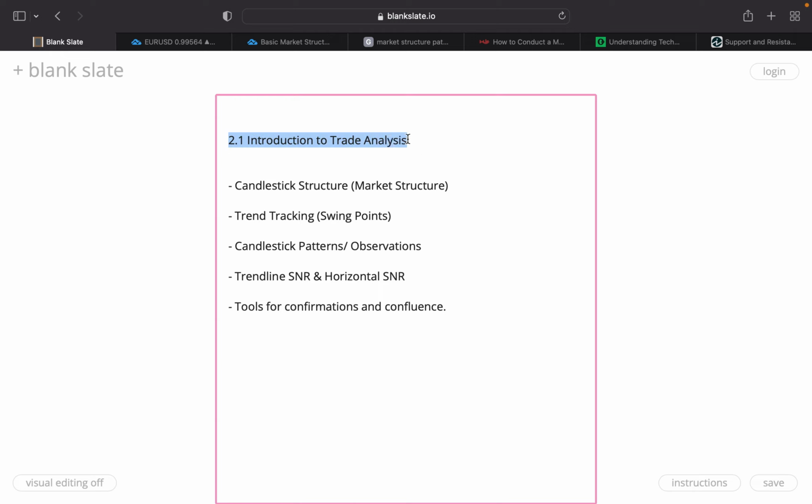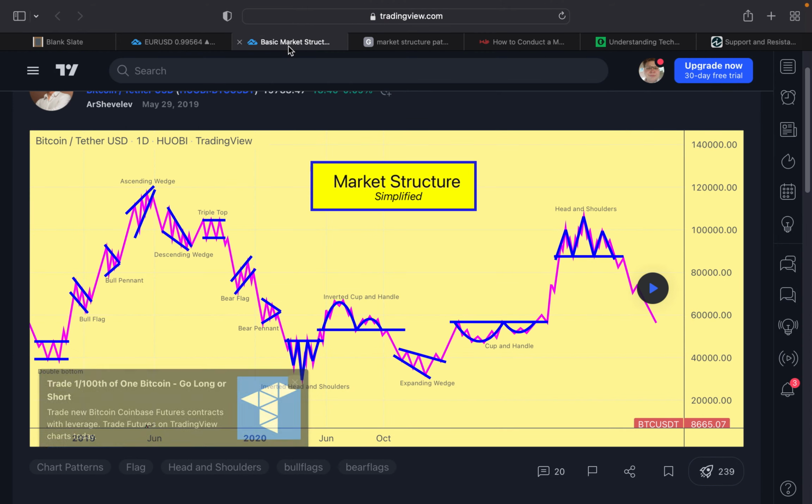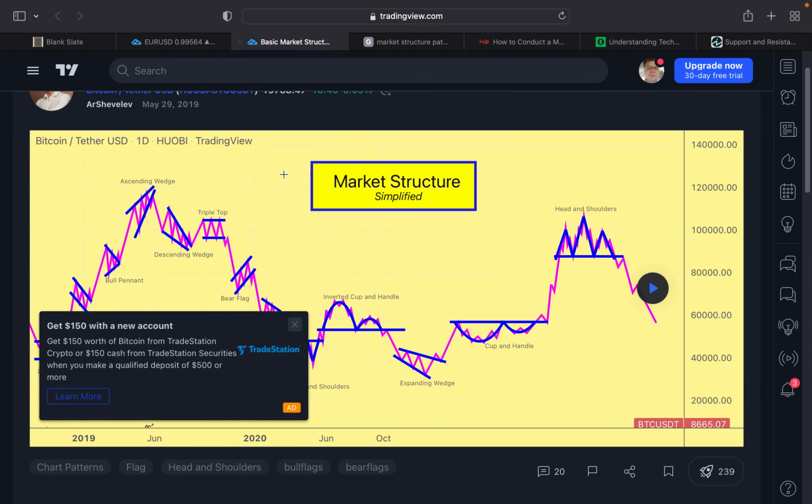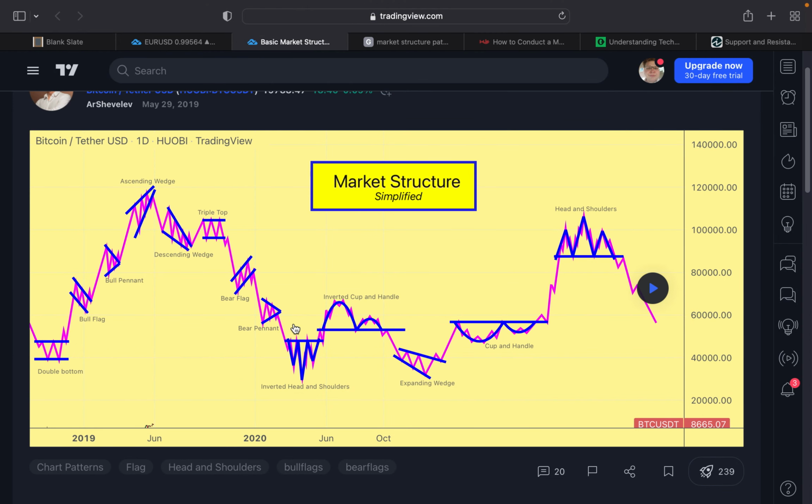The first thing we're going to be covering is candlestick structure, otherwise known as market structure. The market is printing candlesticks, and these candlesticks are creating a structure. If we take a look, here's a really good example. I found a really good outline here from this trader.